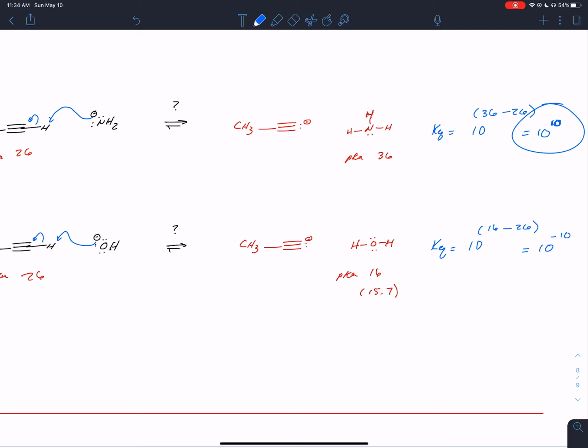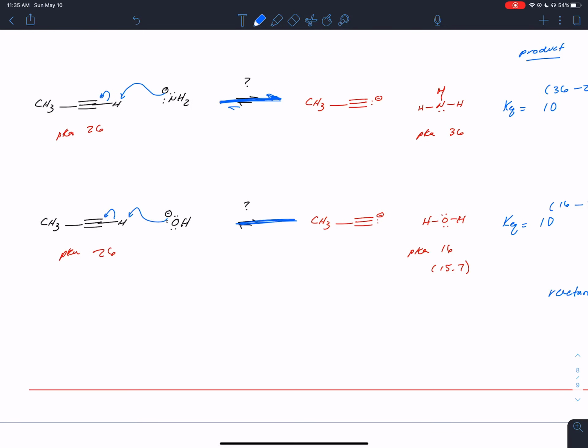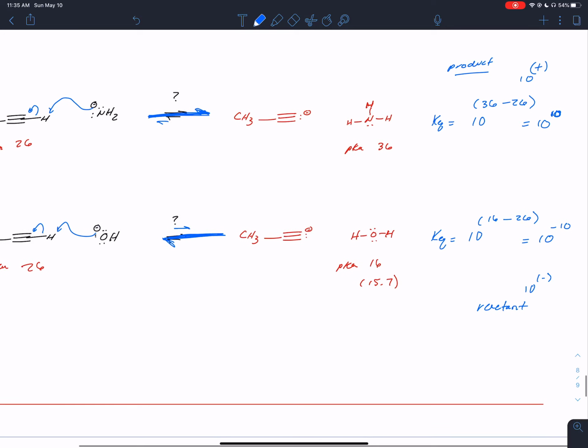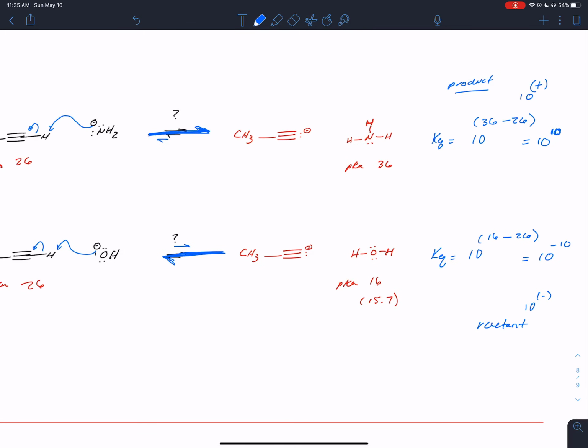Okay. Now we said before that if KEQ is 10 to a positive integer, that meant the reaction was product favored. So at the very least, we know that this top reaction is a product favored acid-base reaction. We said in the former video that if KEQ is 10 to a negative integer, then that reaction would be a reactant favored acid-base reaction. Therefore, we know the reactant side is actually favored at equilibrium when we look at the acid-base reaction between hydroxide and the terminal alkyne. Now, let's think about irreversibility here.